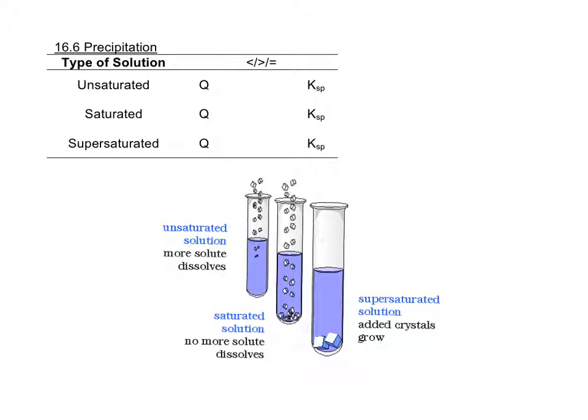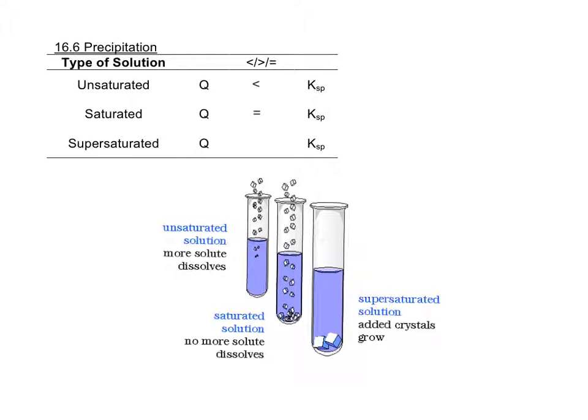So as a reminder, unsaturated means that more solute could still dissolve. In that case, we could have more ions dissolved in solution, so that expression could get bigger. That means Q must be less than KSP in this case. If it's saturated, we have exactly the right amount of solute dissolved, which means that Q is going to be equal to KSP in a saturated solution.